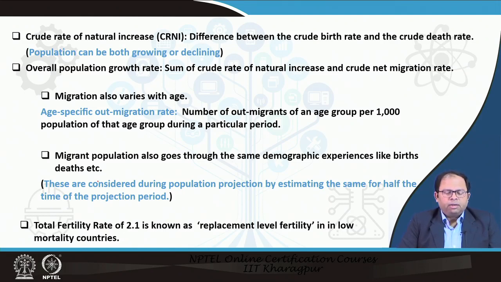A total fertility rate of 2.1 is known as replacement level fertility in low mortality countries. What it means is that in low mortality countries, where the death rate is low, a fertility rate of 2.1 is the minimum required to replace the existing population. In high mortality countries, we require a higher fertility rate.